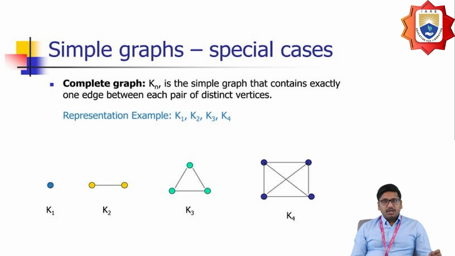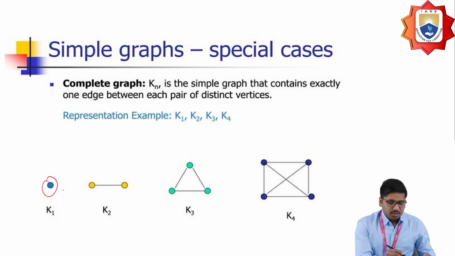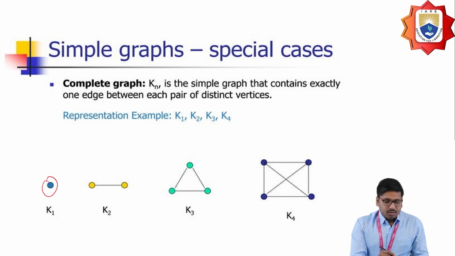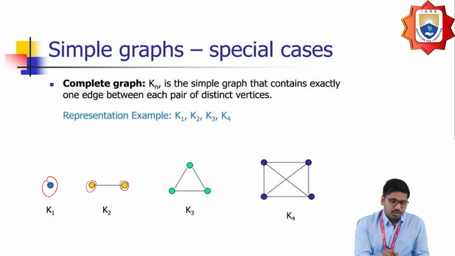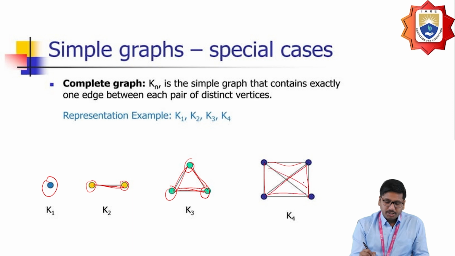A complete simple graph contains exactly one edge between every pair of vertices, so it should be a complete graph. Whenever there is a vertex, for every pair of vertices there should be an edge connected between them. Suppose I consider two vertices, there should be one edge. And if I consider four vertices, it should be fully connected, so that's why it is a complete graph, and this other one may not be called a complete graph.